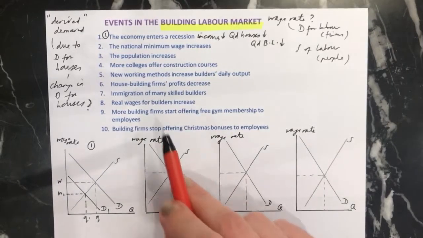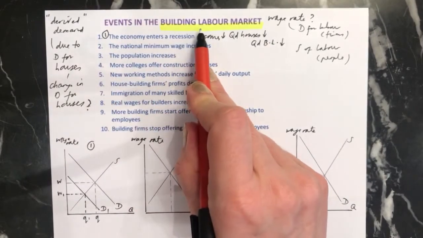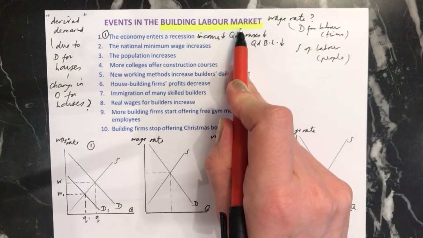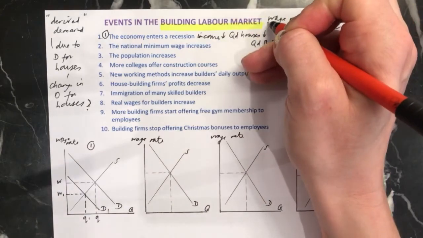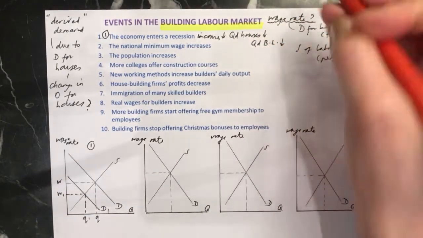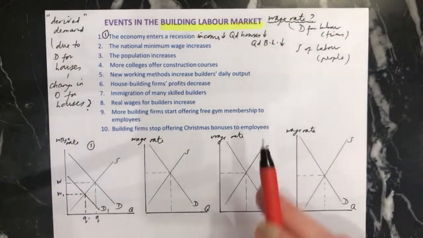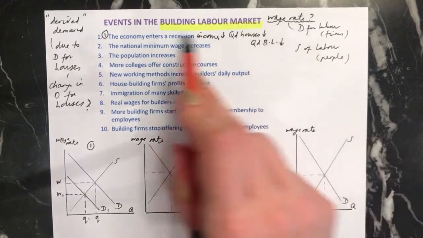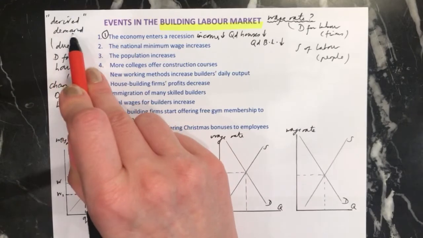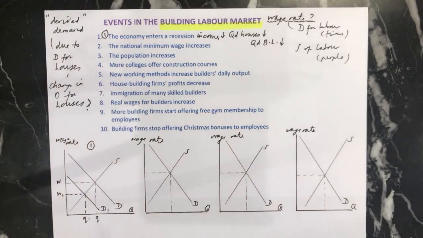Right, we're going to carry on here looking at different events in the building labour market, so the labour that's building houses, for example, and looking at what this does to the wage rate. That's our question. And we've said already that you find the wage rate where the demand for labour equals the supply of labour. And we've said that the demand for labour is a derived demand. It comes from the demand for something else. In this case, it comes from the demand for houses.